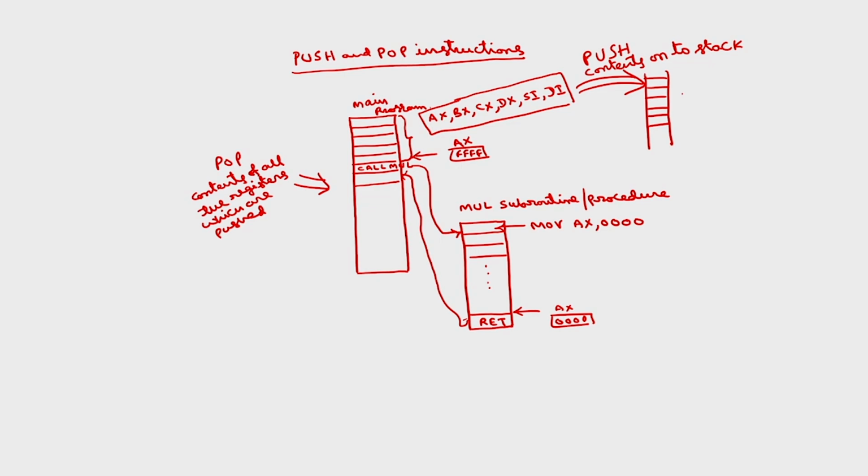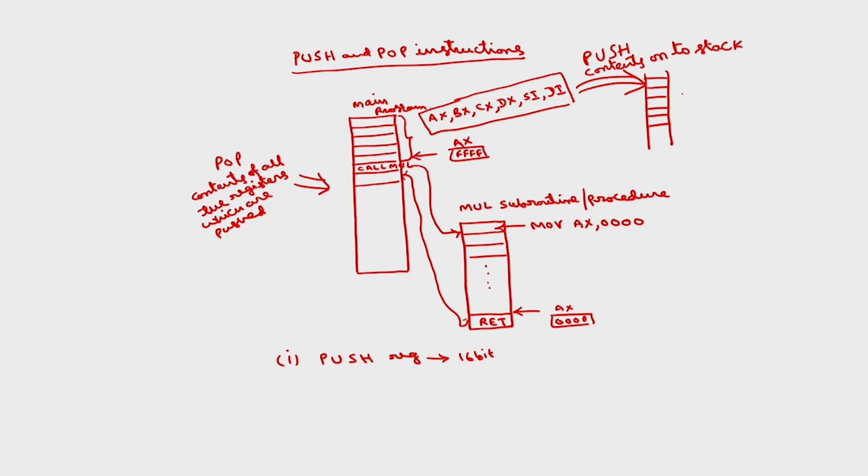So, in the case of subroutines or procedures, we need to store the data of all the registers in some temporary location which is called a stack. This is the push operation and pop operation. For this we have the instructions. There are 4 push instructions and 4 pop instructions. If we take the first push instruction, push register, the contents of the register will be saved onto the stack. This register will be a 16-bit register.